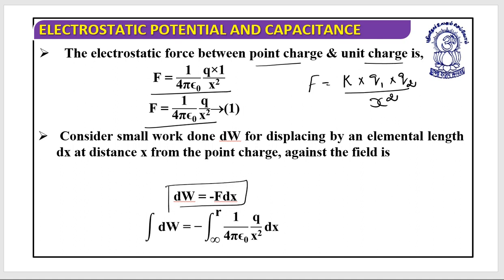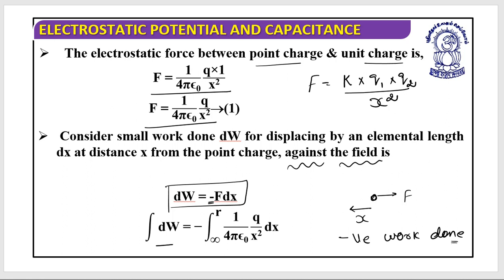Whatever work I need to do, it is dW is equal to minus F dx, because I am doing this against the field, and as I am moving the charge against the field, I am doing negative work. I hope this is clear to you. If force is in this direction and displacement is in the opposite direction, this is what we call negative work done. So that's why I put a minus F here.